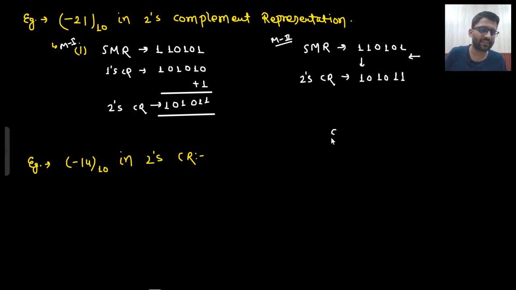Let's just say if my sign magnitude representation is this. If there is a second example, okay, let's take this example. So my sign magnitude representation will be what? For minus 14, that is 1. And how will you denote 14?